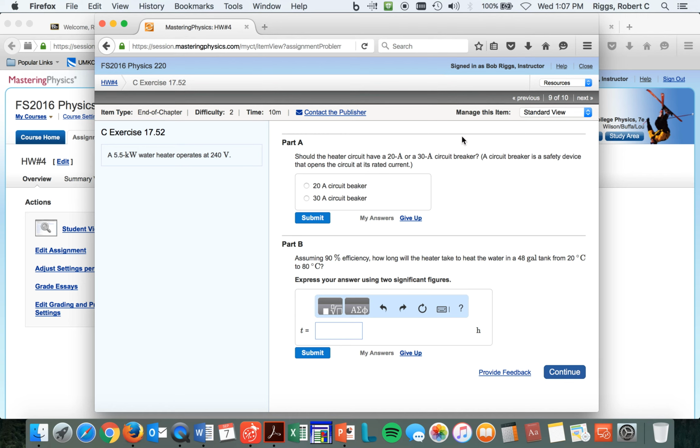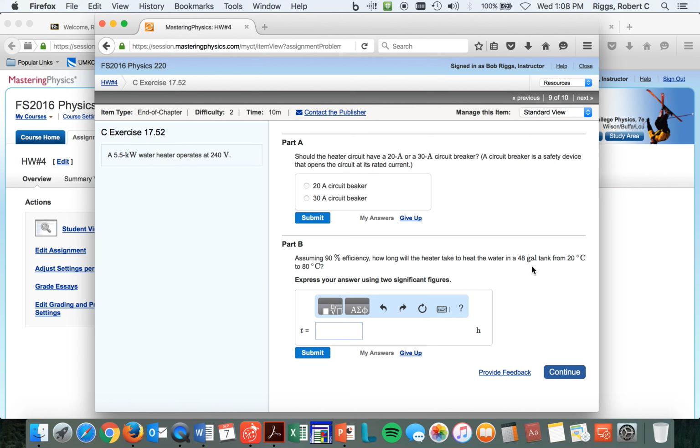Okay, this is pretty good. Assuming 90% efficiency. So let's take a look. How long will the water heater take to heat a 48-gallon tank? I love this problem. I've got a 5,500 watt water heater that operates at 240 volts, which is going to be the case. Even though I keep telling you that 120 volts comes out of the house, actually there are two power sources in your house: the 240 and the 120. The 240 has the funny looking plug, and the 240 is for refrigerators, ovens, dishwashers, washers and dryers, of course, and the water heater for your shower.